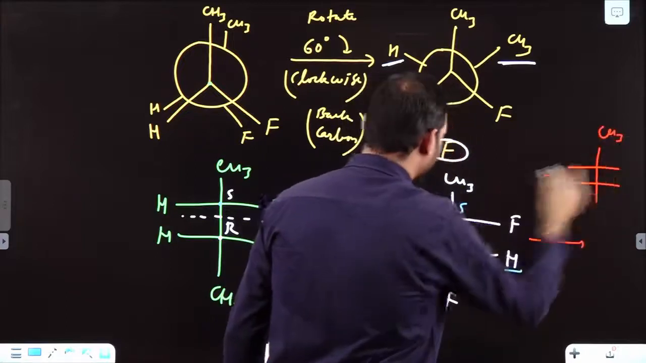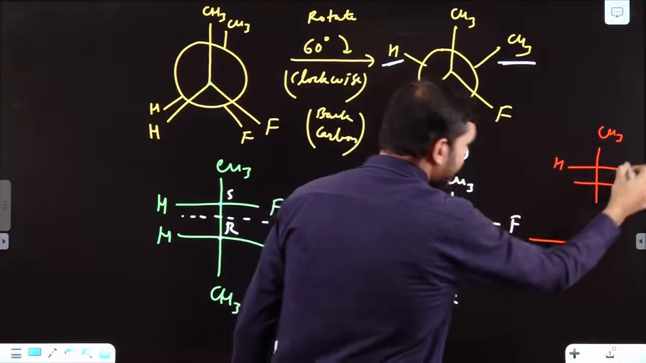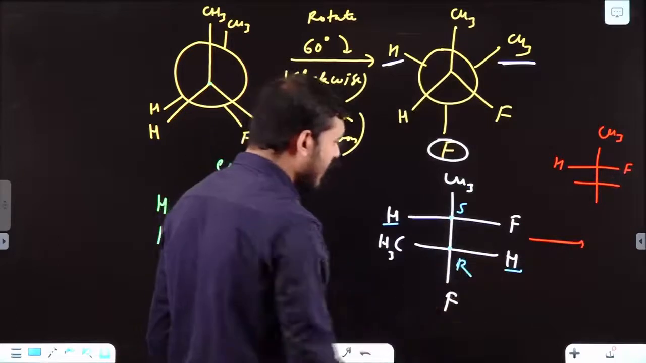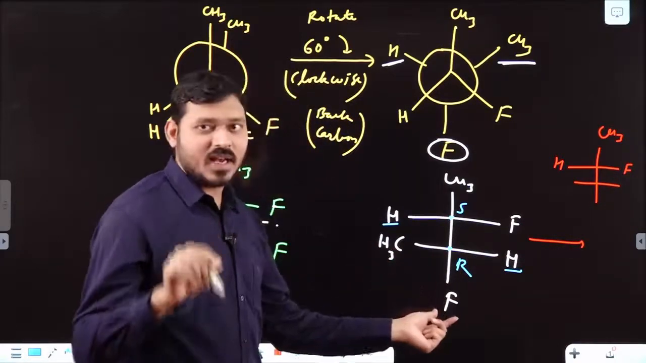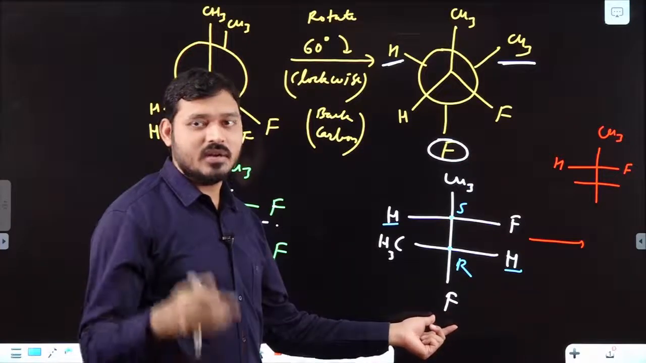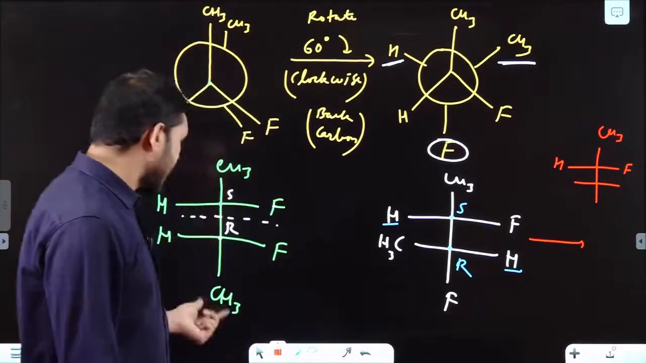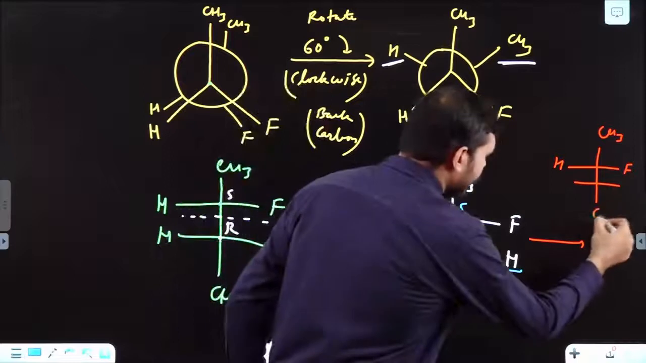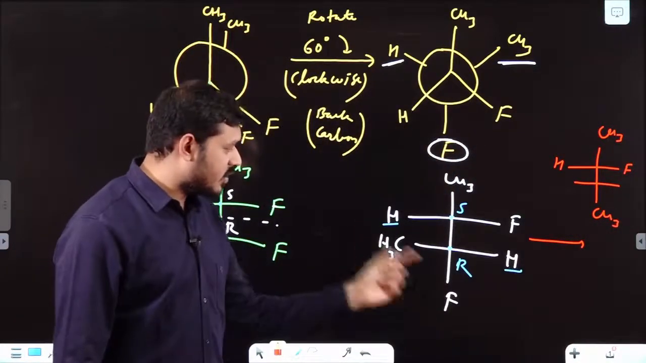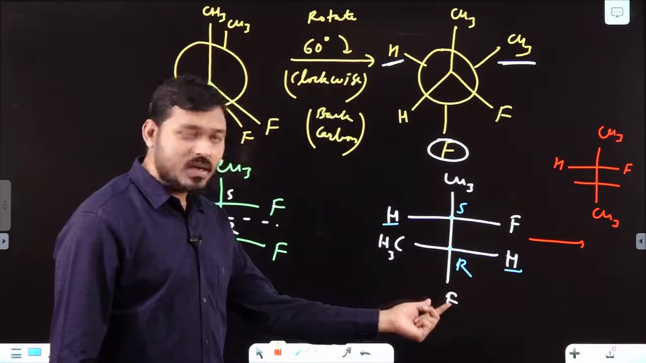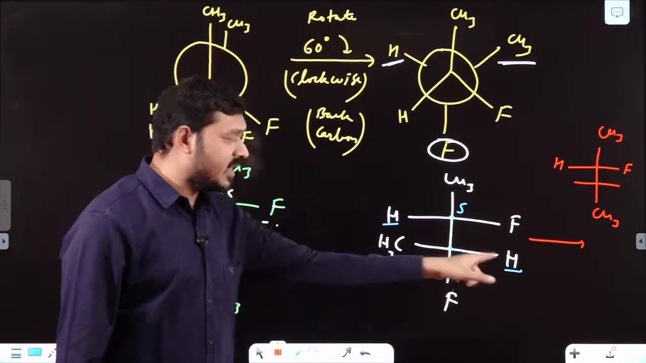Upper part is as it is, H, F. Now this part, I have to bring this carbon CF3 part in vertical line. As we know, we have to bring the vertical line carbon chain like this. So CF3 will come here. So first interchange will be CF3 and F. So CF3 comes here.